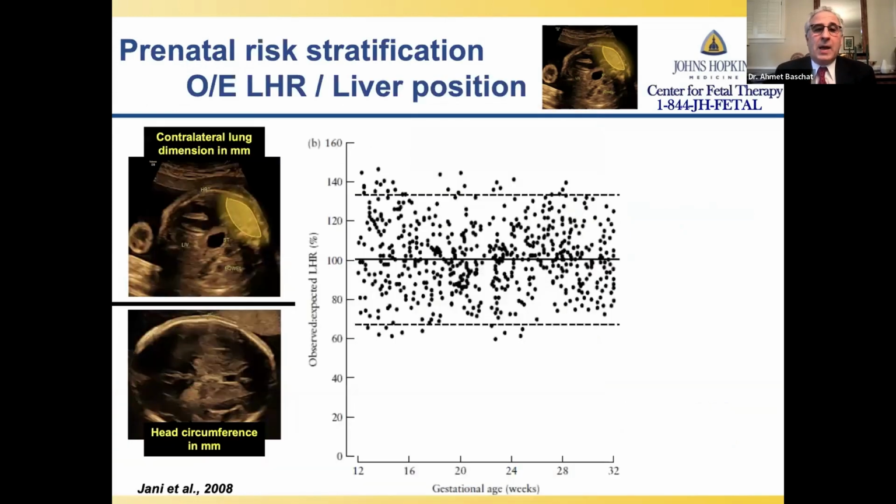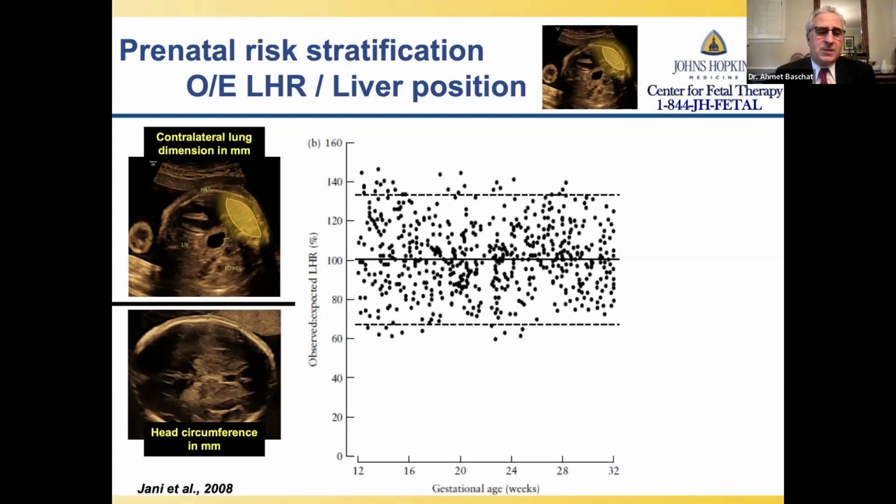So our prenatal goal is to make the prenatal diagnosis and then also give the parents an estimate of the severity of the defect as it pertains to lung function, and also look at whether there are any additional anomalies that require specialized management.